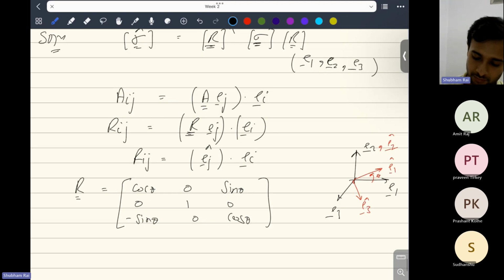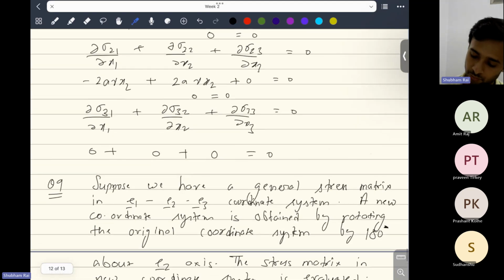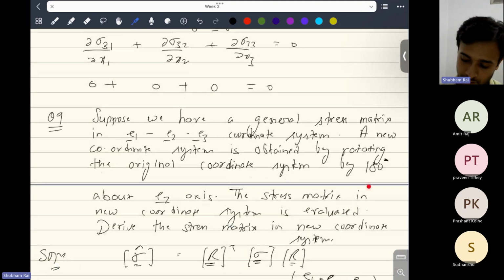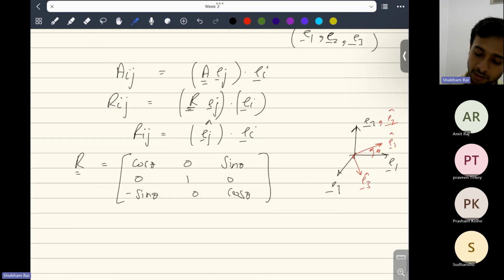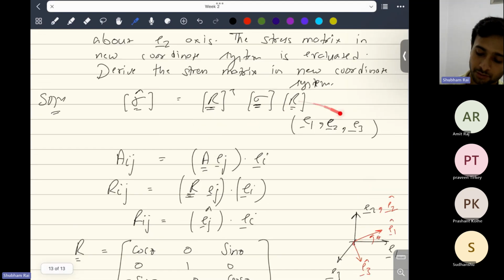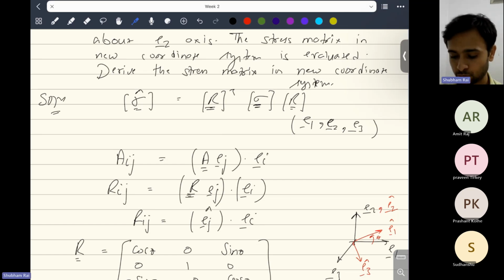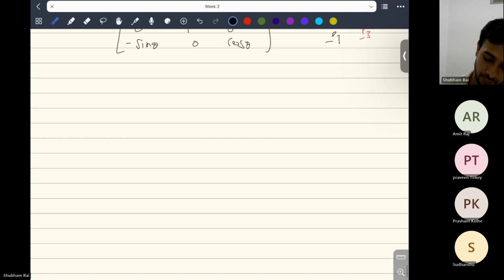Now your rotation is 180 degrees. So you put 180 degrees in place of theta, you get R, and you put R in here. So you will get sigma hat. You already know sigma, which has components 11, 12, 13, 21, 22, 23, 31, 32, 33. So finally you will get sigma hat.